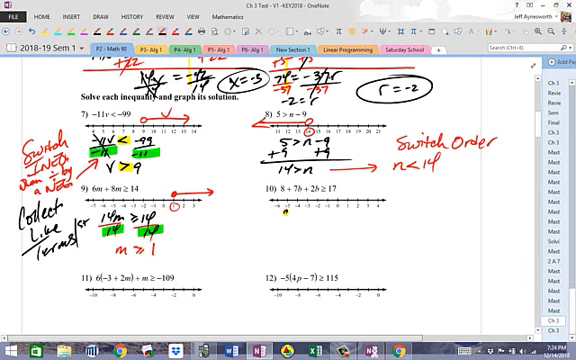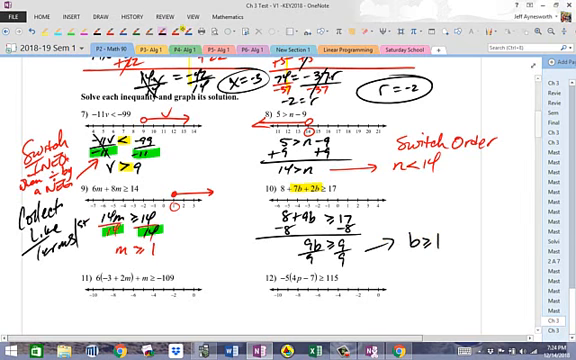All right, next one. We got 8 plus 7b plus 2b. Oops, let's collect like terms right here. Okay, 7 and 2 is 9. So 8 plus 9b is greater than or equal to 17. Add the opposite, and you get 9b is greater than or equal to 9, right? 17 minus 8 is 9. And after you divide by 9, you get b is greater than or equal to 1. All right, so you get greater than or equal to 1.